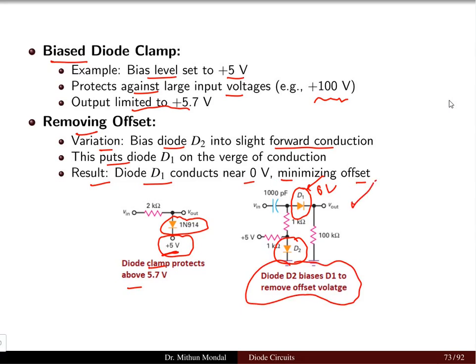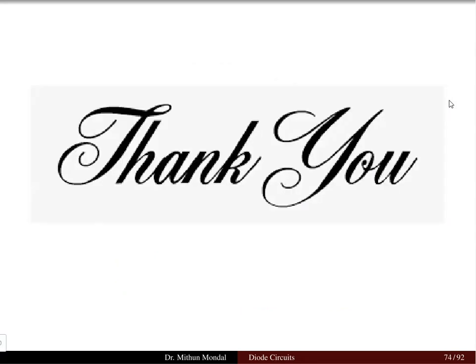So these are the different types of diode circuits which change the bias level and change the shape of the waveform as we require. We will see some more discussion on diode circuits in the coming lectures.